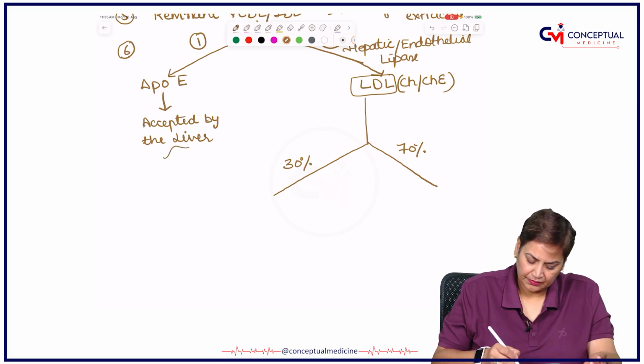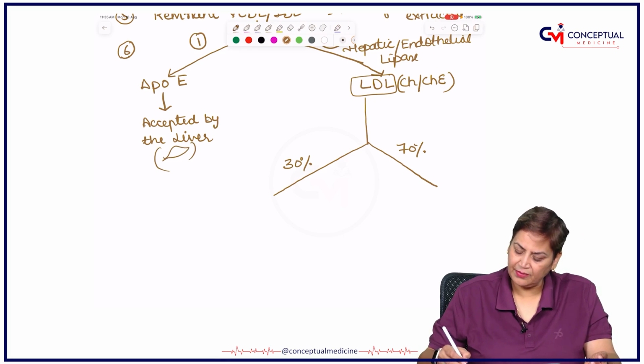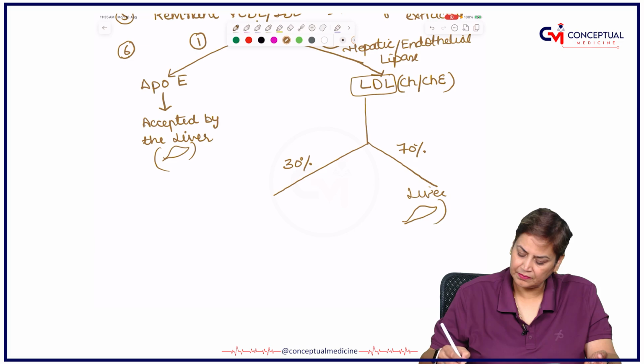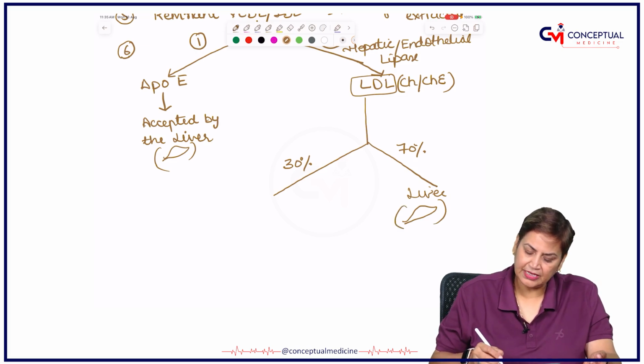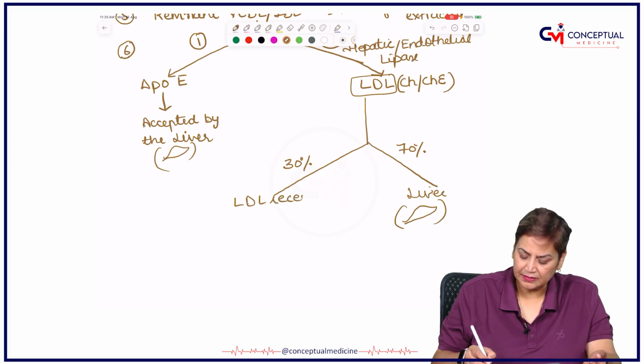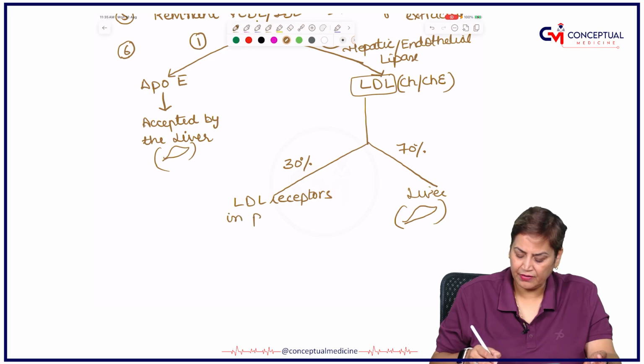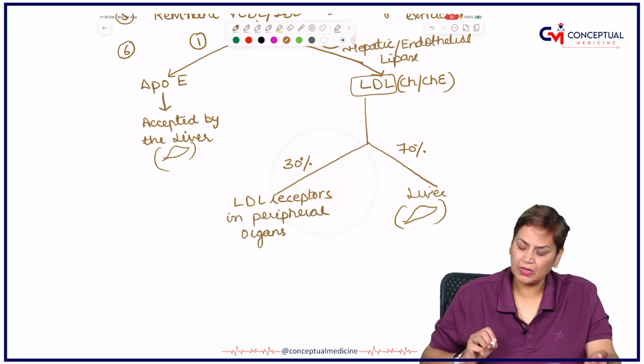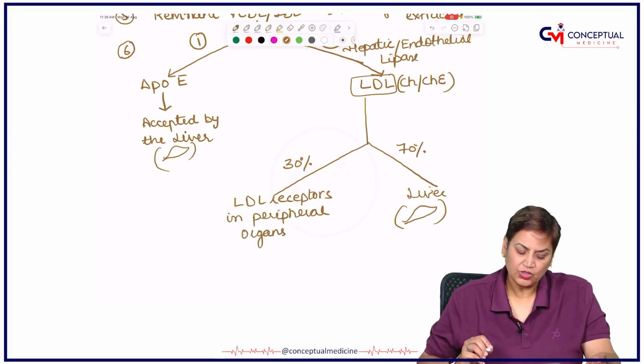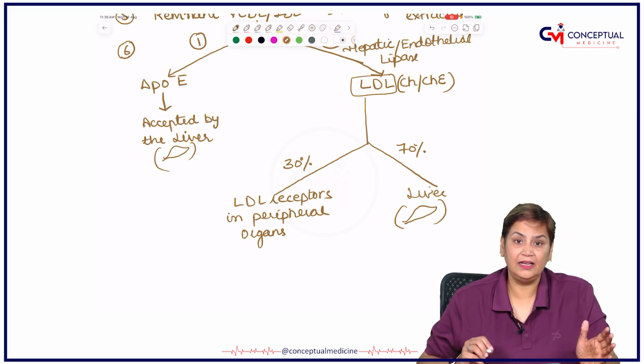Okay, so 70% will be accepted by the liver and 30% will be accepted by LDL receptors in the peripheral organs. Right. So this is how VLDL is completely dismantled.